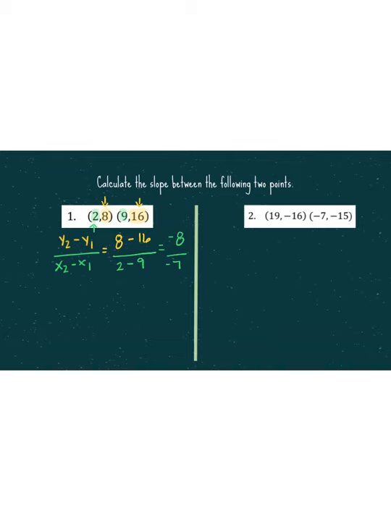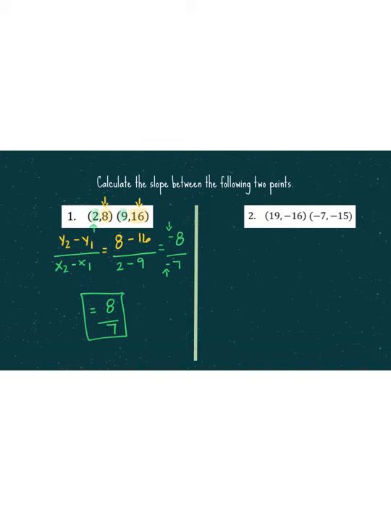However, because you have a negative right here, and a negative right here, so one in the numerator and one in the denominator, that really means that they're going to cancel each other out, and that's going to turn positive. So my slope really is 8/7. So my final answer should be 8/7.